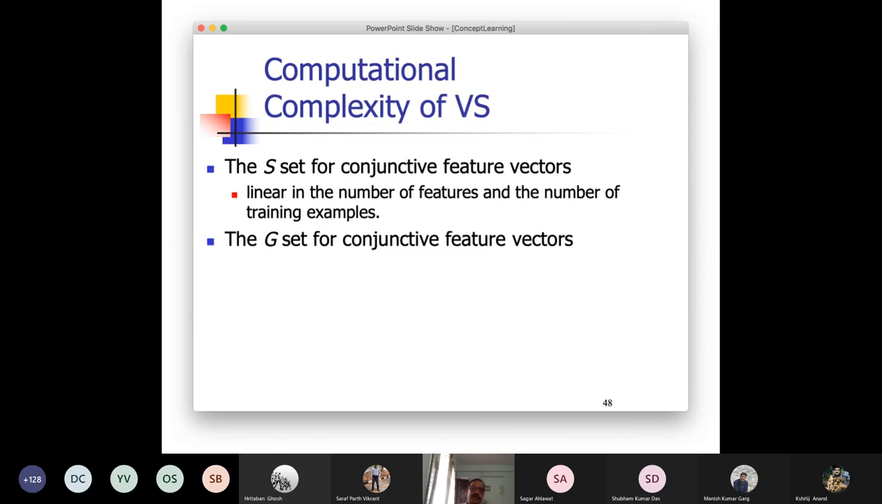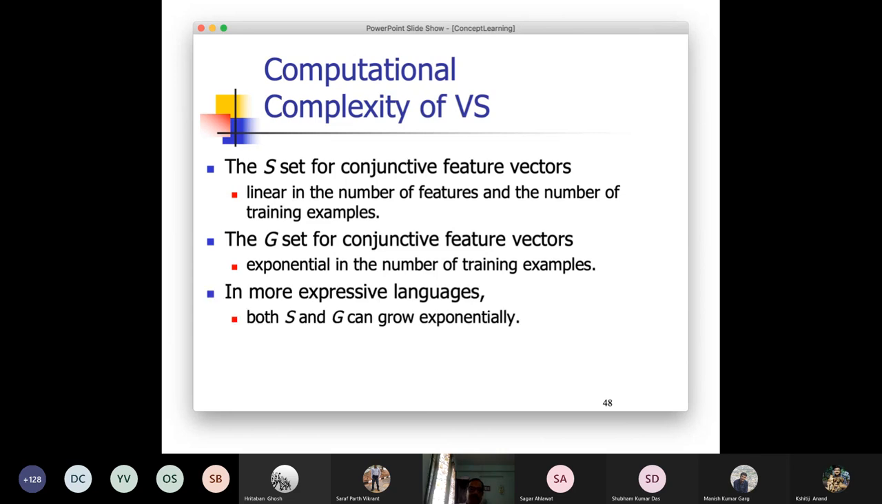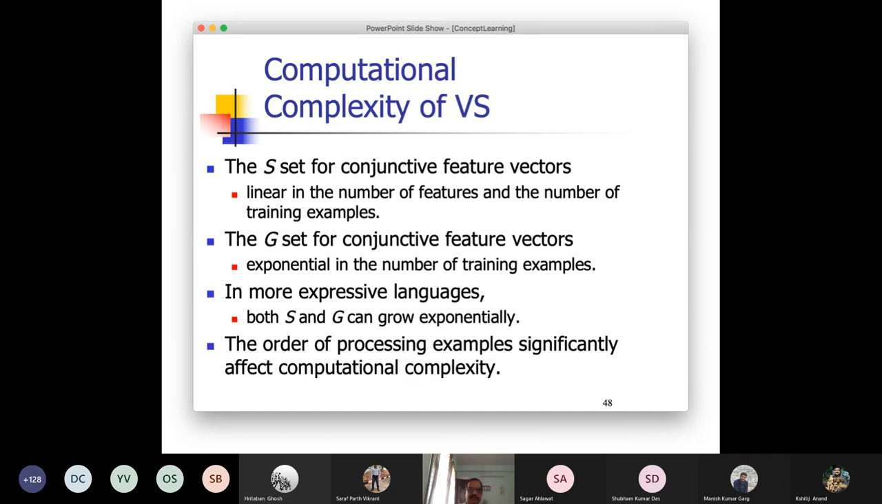So what we usually say is that the size of S is linear, but that is not sacrosanct. It could be exponential also, and the size of G many times goes exponential in the number of training examples. In more expressive languages, both S and G can do it. So for the candidate elimination, it is linear.